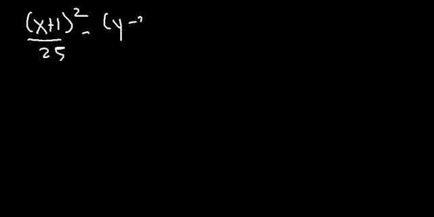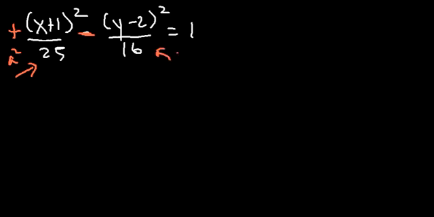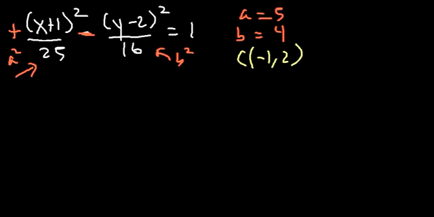So let's say we have (x plus 1) squared over 25 minus (y minus 2) squared over 16. So a squared is the first number. It's not the bigger or the smaller one, but whichever comes first, whichever is positive. And the second one is usually negative, so that's b squared. So we know that a is 5 and b is 4. And the center is -1, 2. Just don't forget to change the signs.